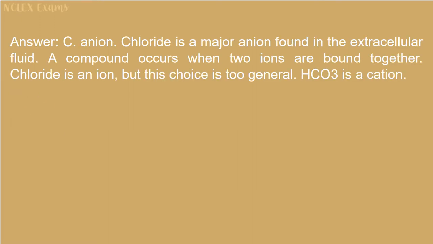Answer C. Anion. Chloride is a major anion found in the extracellular fluid. A compound occurs when two ions are bound together. Chloride is an ion, but this choice is too general. Na+ is a cation.